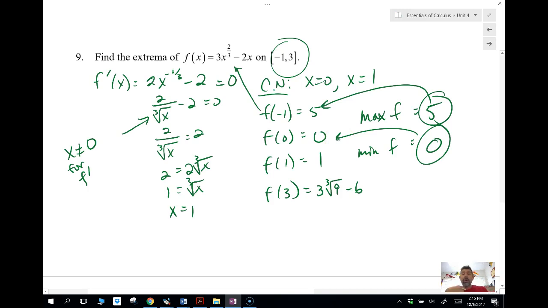Okay, so that's it for this video. This is just on finding critical numbers and finding absolute max and minimum values. And in the next video, we'll start looking at the mean value theorem.